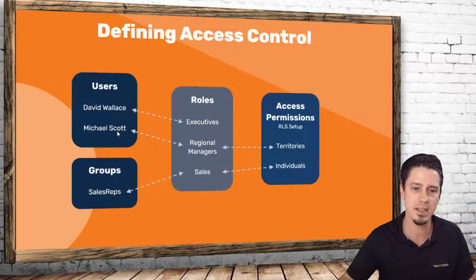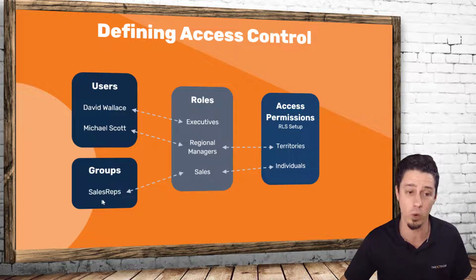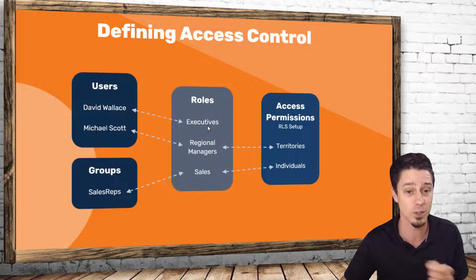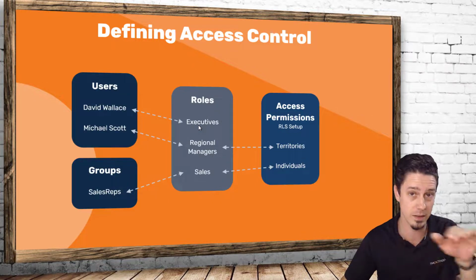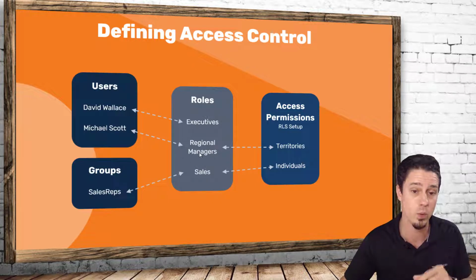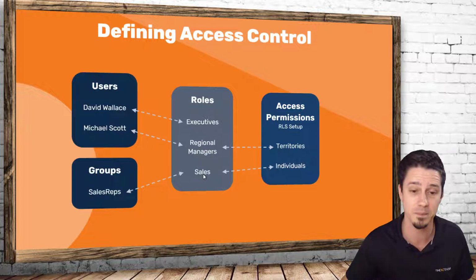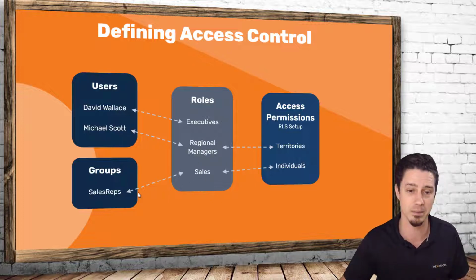And then in the center here, we have roles. So once we have users or groups, we need to assign them to roles. Right here we have the executive role. David Wallace is in there. He is the Chief Financial Officer, but he is on the executive level there. We have the regional managers, and we know Michael Scott is a regional manager. And then we have the sales team. So the role here is for sales, and the sales reps group is going to be assigned to the sales role.